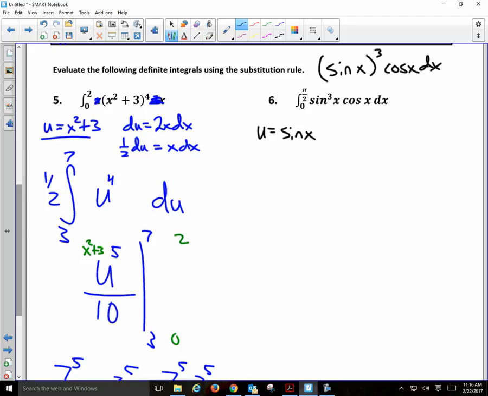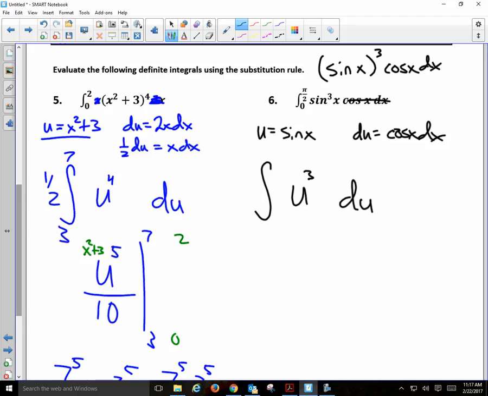Most of the time, I would say if it's being taken to a power, then that's the one that you choose. du is cosine of x dx. Do I have a cosine of x dx? It's right there, so I could just get rid of it and use du with my integral. It's a very simple substitution. Instead of sine cubed, I have u cubed. And now I'm going to change my bounds.